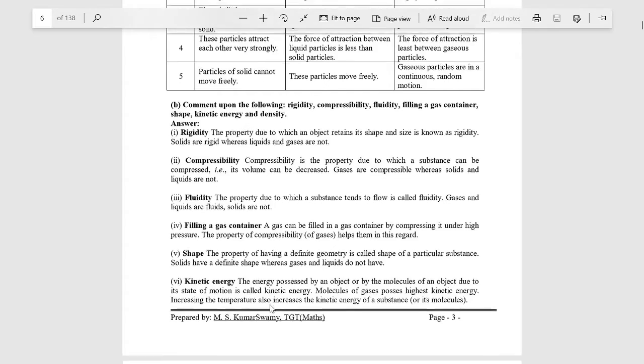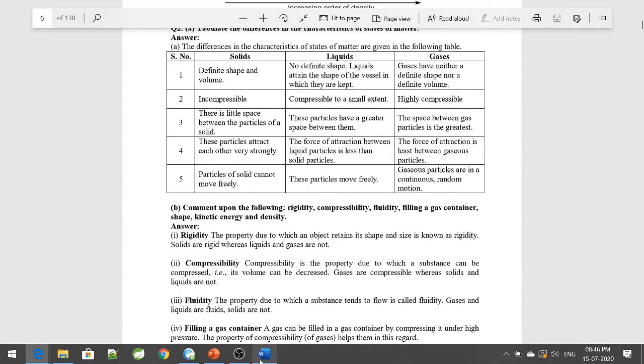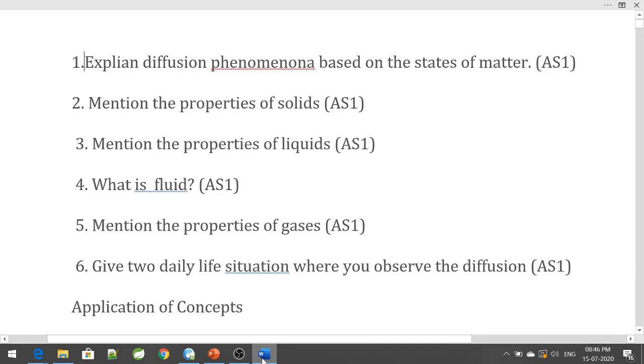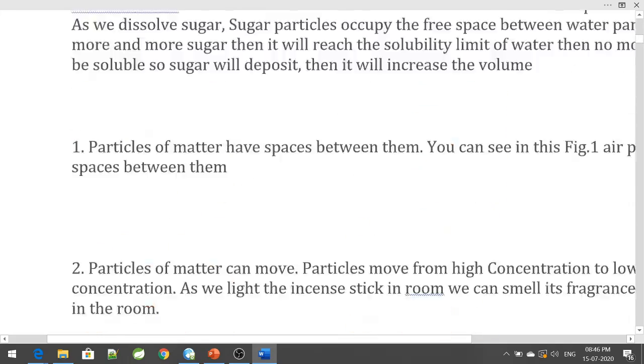Because of the compact arrangement of the particles, solids can't flow. Okay, now these are the answers.